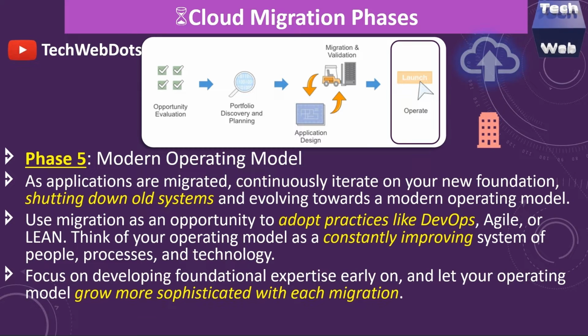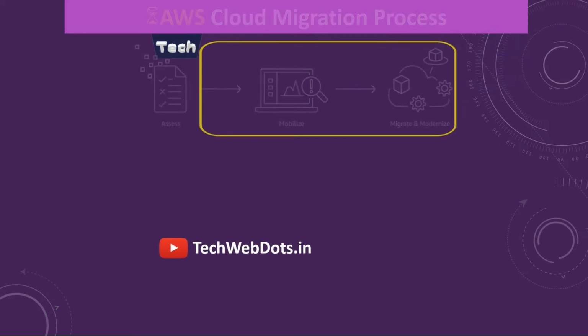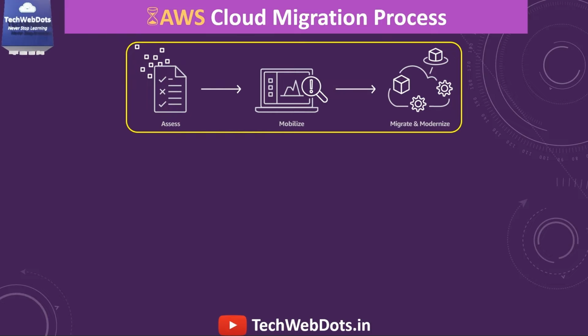So, focus on developing foundational expertise early on, and let your operating model grow more sophisticated with each migration, because the more migrations your team, or the client team, or the support team will be doing, your process will be mature day by day. So don't try to solve the problems upfront, right? Let the process evolve naturally and your whole process will mature soon.